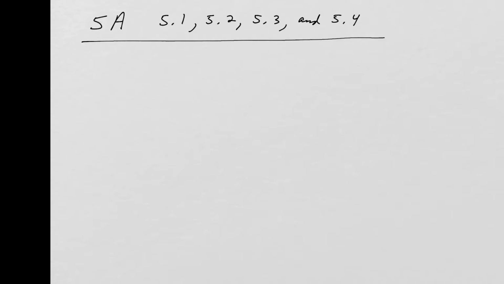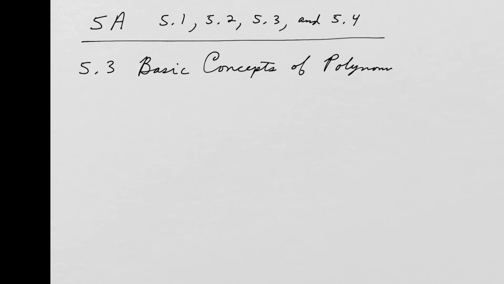So section 5.3, this is on basic concepts of polynomials. So I need to define exactly what a polynomial is. But before we do that, I'm going to define something called a monomial, which is really a polynomial just of a single term. So I'm going to start there and we'll kind of build up from there.